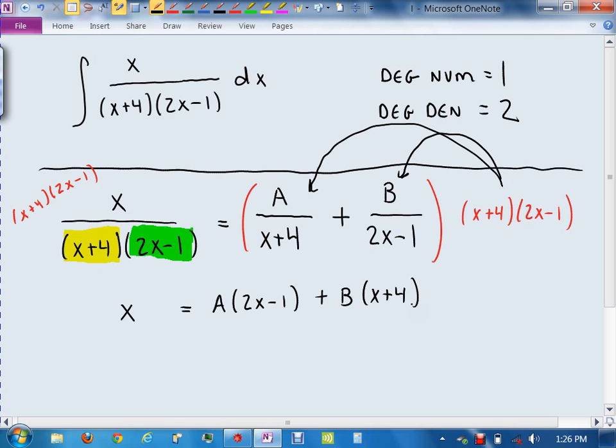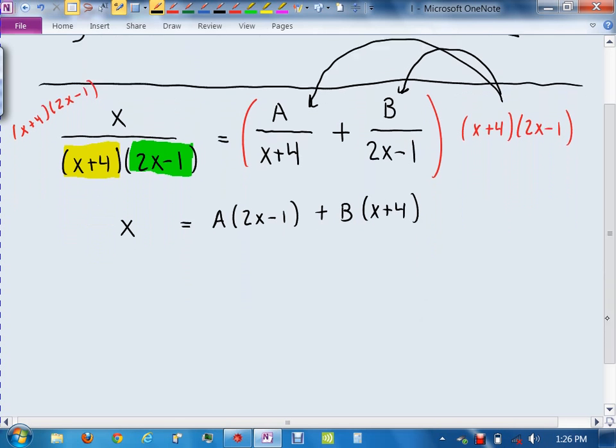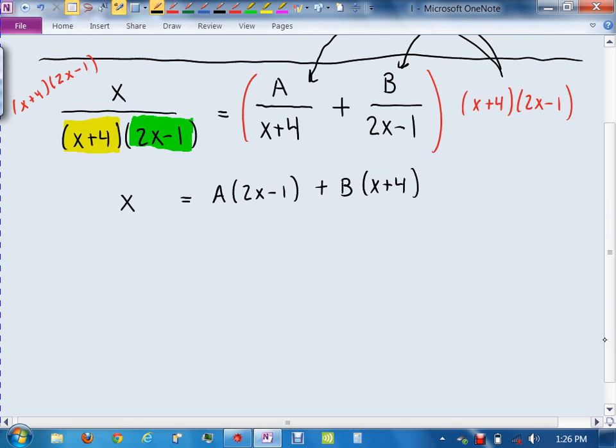Yeah, this is where I was talking to y'all about the little God complex, right? You come in, you get an opportunity to pick x, choose it to be whatever you want, so that it kills off one of the terms on the right side. So let's kill off b first. Okay, so I'm going to try now to kill b. To kill b, I'm going to let x be what? Negative 4. Now rewrite this line right here, replacing every x you see with negative 4.